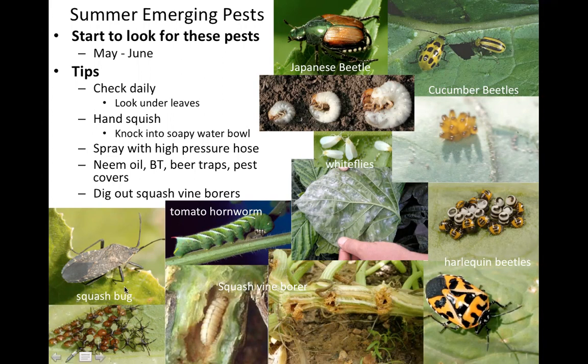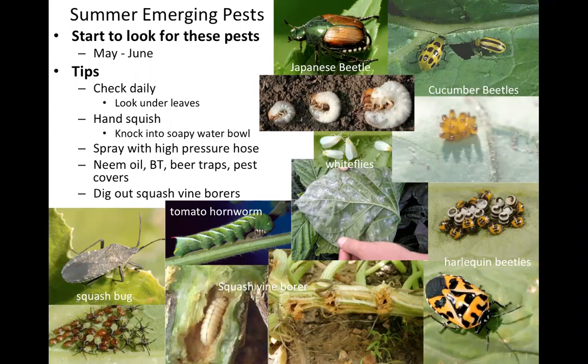Squash bugs eat all kinds of different things. And the easiest way is, again, to try to find these little orange eggs on the bottom of the leaves. At the very least, once a week, walk through your garden and look under most of the leaves. You'll find eggs, and they're pretty easy to identify.